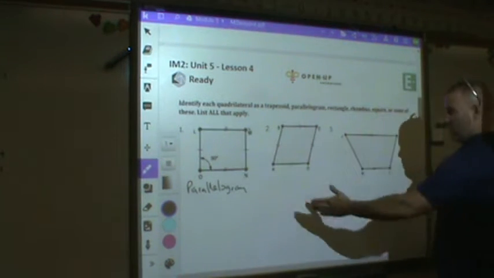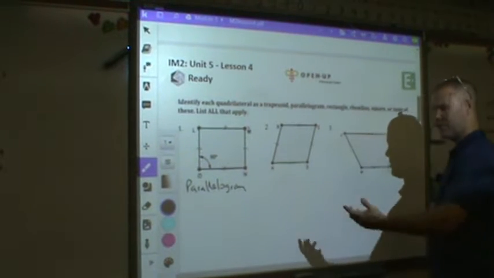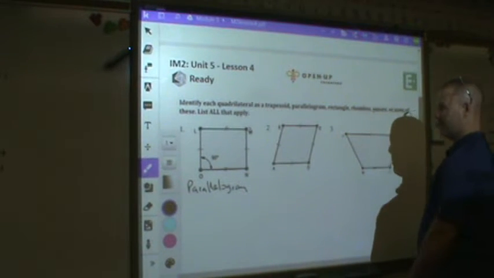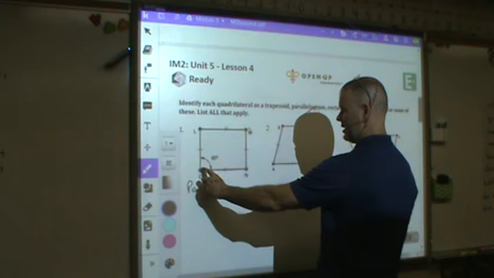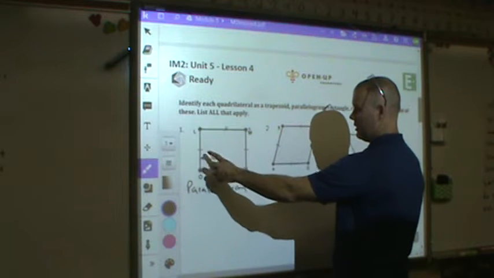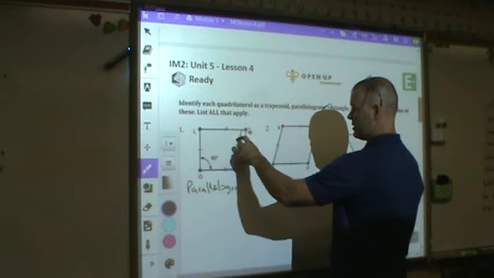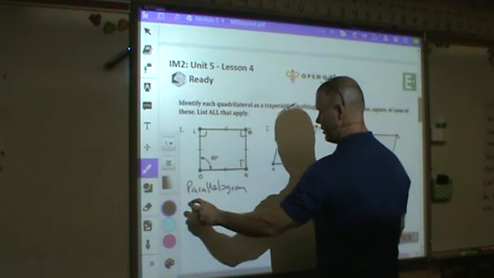Is it a rectangle? How do you identify what a rectangle is? We had a discussion in class about how we know that something is a rectangle. It's telling me right here this is a 90-degree angle. If this is a 90-degree angle and these two sides are the same, then that's a 90-degree angle, that's a 90-degree angle. It is a rectangle.